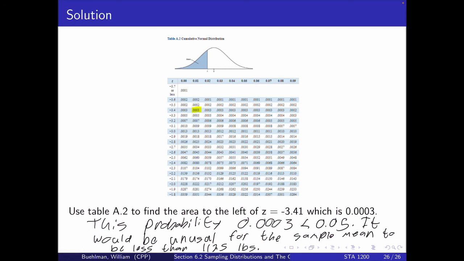And since the probability is 0.0003, which is less than 0.05, our cutoff, it is unusual for the sample mean to be less than 1,125 pounds.